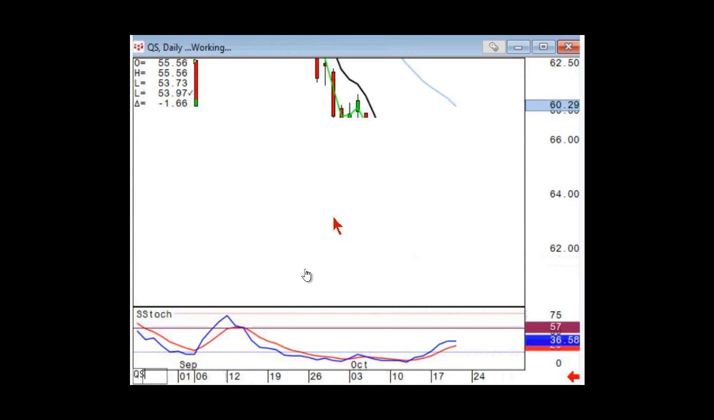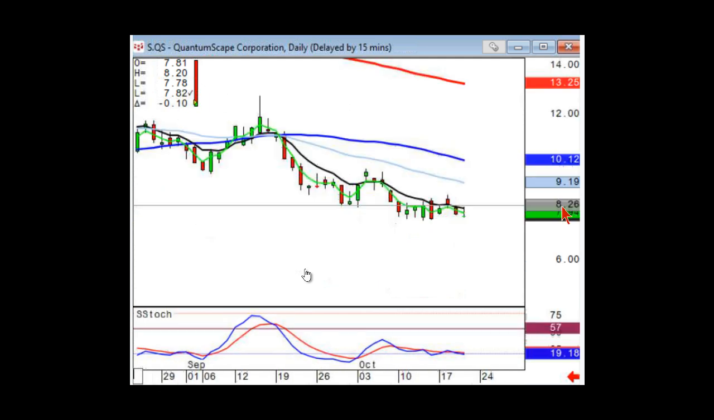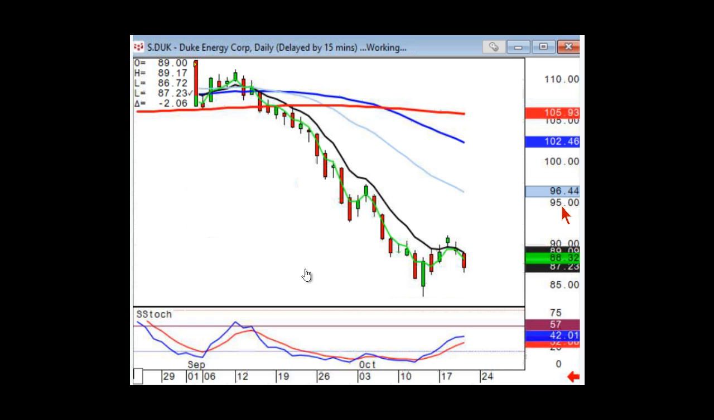QuantumScape, I don't think has gotten started yet. Yeah, there's nothing there as of yet. And conservative short, Duke Energy, bearish J-hook pattern.